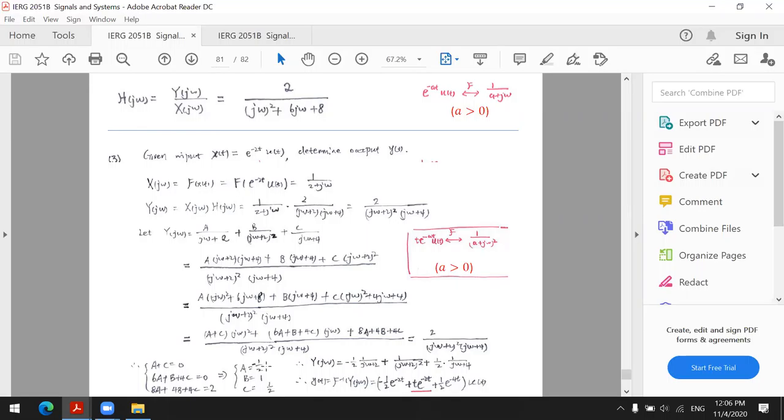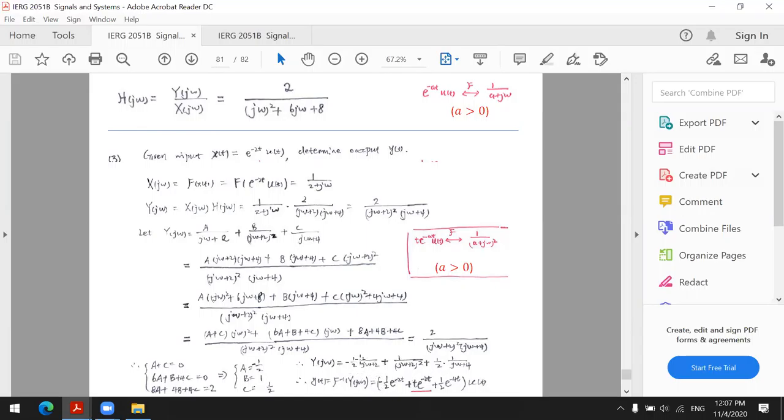And we can quickly check: A plus C is 0, 6A plus B plus 4C. Well, you can check it later by yourself. It is correct. So the capital Y is the combination of the three terms with their respective coefficients, minus 1/2, 1, 1/2. Applying the inverse Fourier transform.